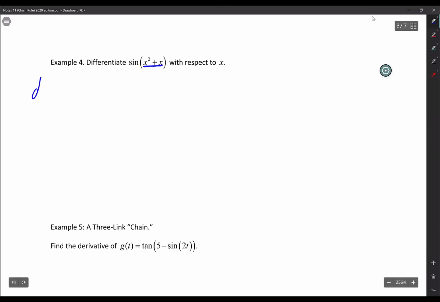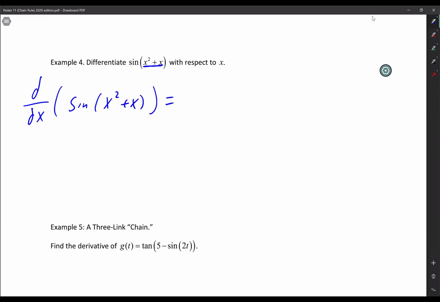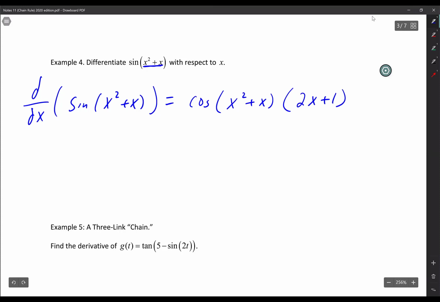So here we go. Here's how you say d dx. I'm taking the derivative of sine of x squared plus x. So I'm going to take the derivative of the outside. The only thing on the outside is sine. So the derivative of sine is cosine. So I write cosine, leave the inside alone, times the derivative of the inside. What's the derivative of x squared plus x? There you go. There's my answer.